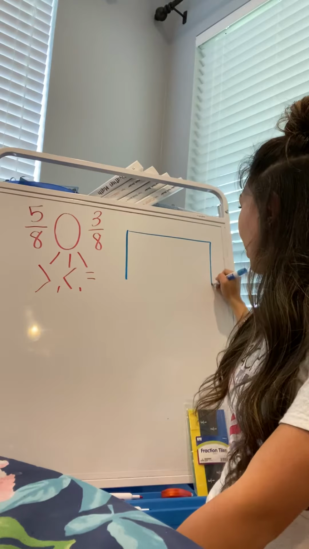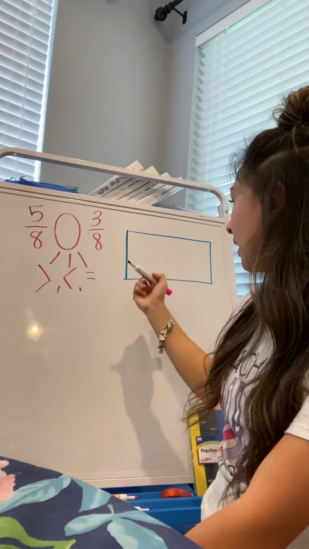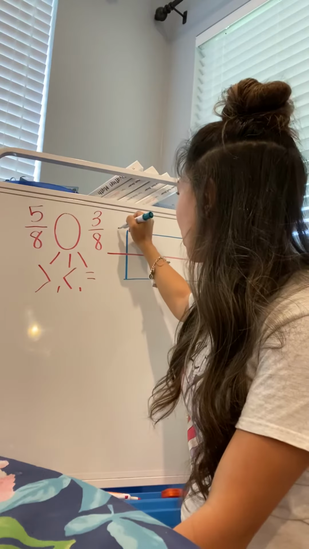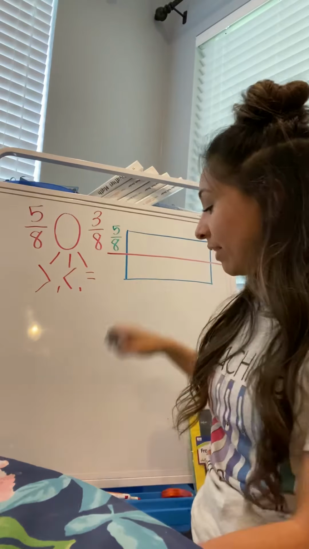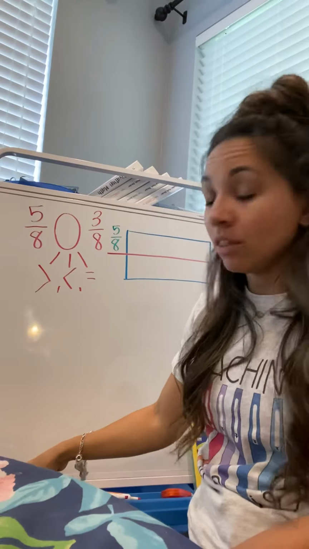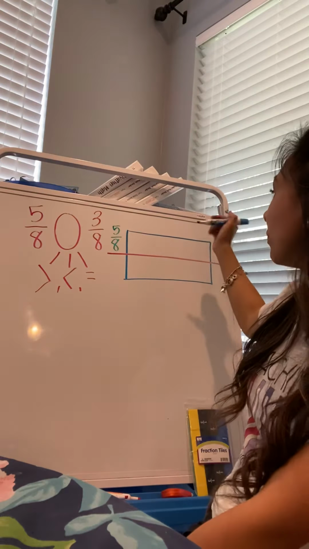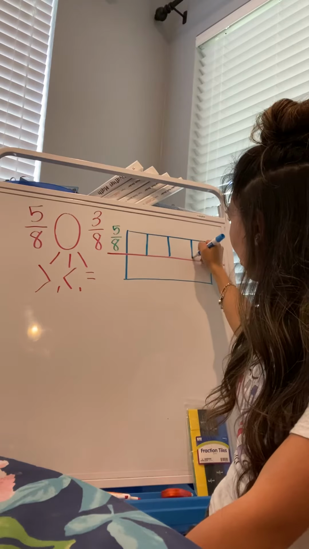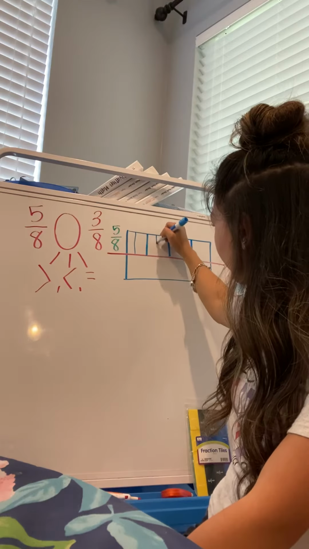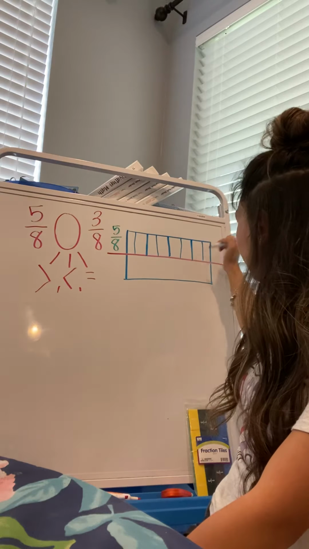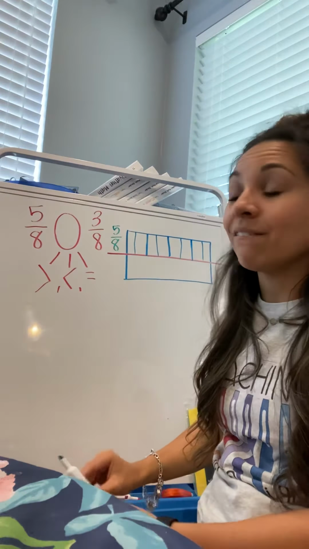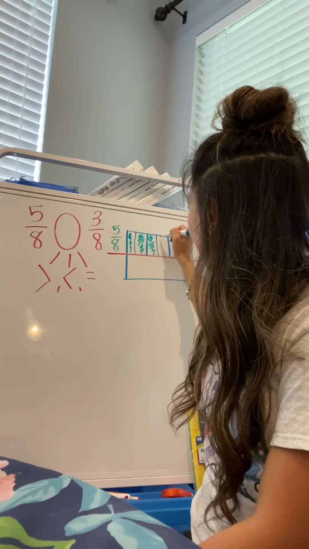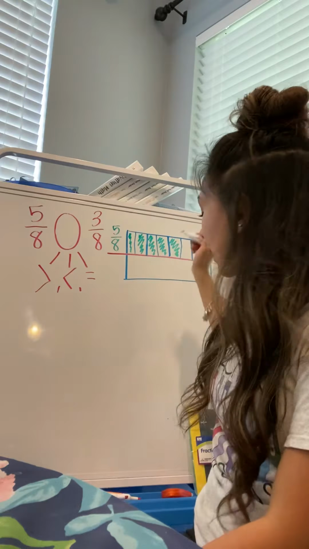I'm going to draw my rectangle and split it in half. My top fraction is going to be 5/8, and that's what I'm going to represent on the top part of my rectangle. So I'm going to break this up into 8s. 2, 4, and then break these in half again, 8. Okay? And I'm going to shade in 5. 1, 2, 3, 4, 5.